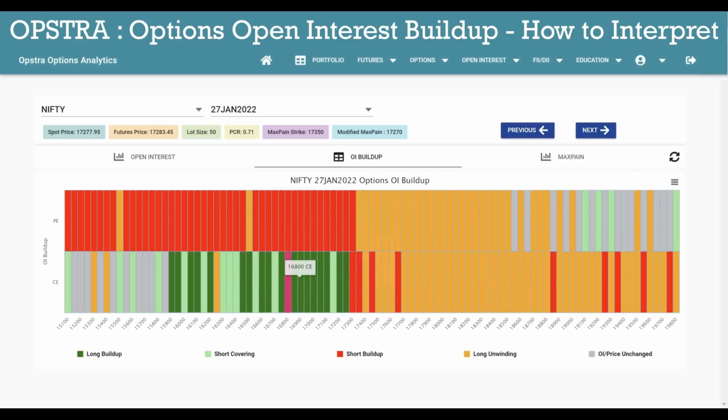trading. Before we can go into this explanation, you need to understand four things: long build-up, short covering, short build-up, and long unwinding. What are they? Not all of you might know these things. So let's see what exactly they mean.